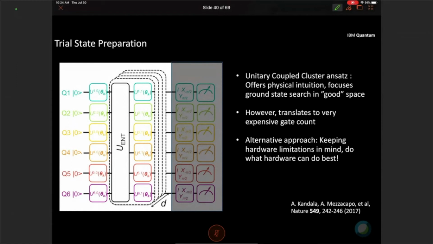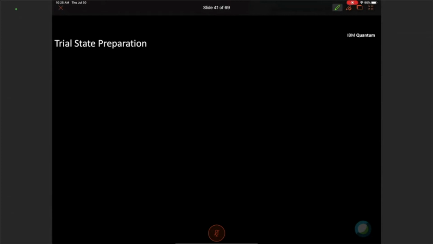Okay, so you can take a completely opposite approach where you keep the hardware limitations in mind, and you try and focus on a structure that the hardware can do best. And this is what we are going to call hardware efficient trial states. All right. So if this figure is a little confusing, let me flesh it out a bit more in the next slide.